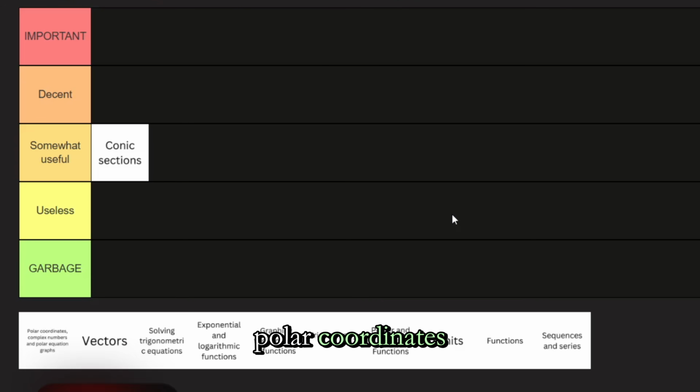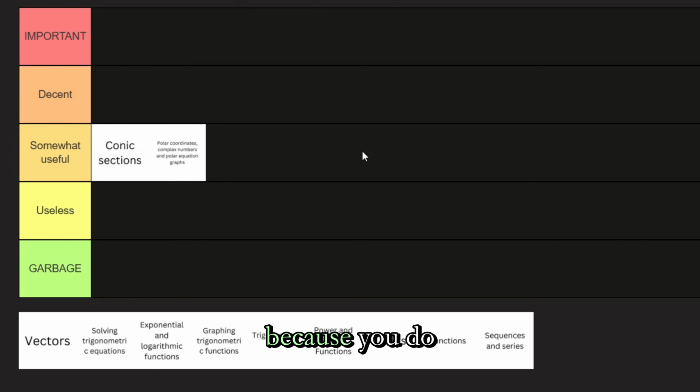Next, we have polar coordinates, complex numbers, and polar equation graphs. This was towards the end of precalculus. I would say this unit is also somewhat useful. The reason is that you do have to use certain formulas, and I feel like your problem solving skills get way better through this unit. If it didn't have that, I would probably rank it lower, but since it has that complexity to it, I would say it's somewhat useful in terms of tuning your mathematics skills.